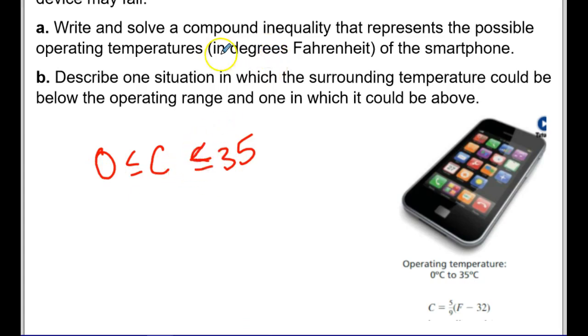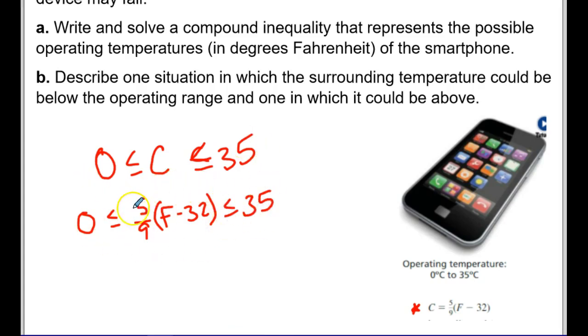So let's go ahead and convert that to Fahrenheit. So here's that equation that we've used before, one of those common ones that we're going to use often. So I can just replace that. So I have 0 is less than or equal to 5/9 times f minus 32, which is less than or equal to 35. So I haven't changed anything yet. I've just replaced my Celsius with my equation for Fahrenheit.